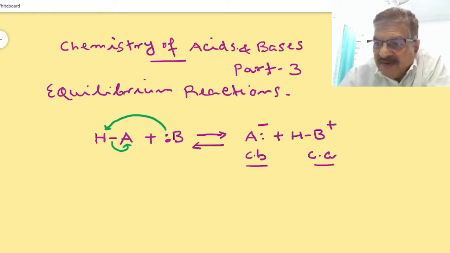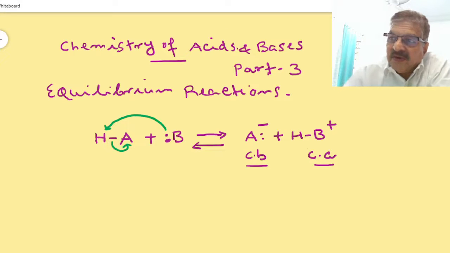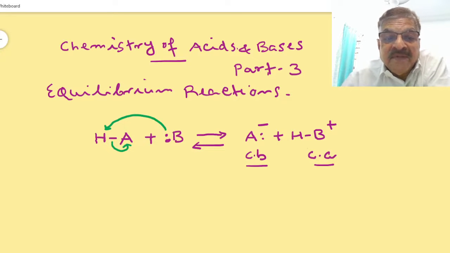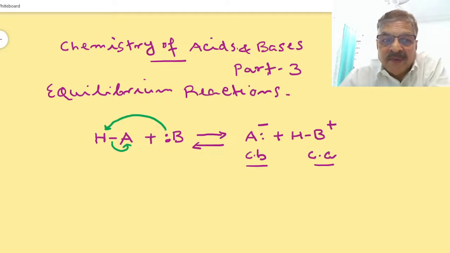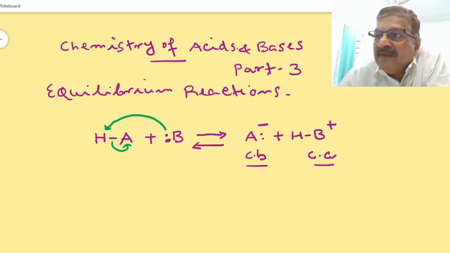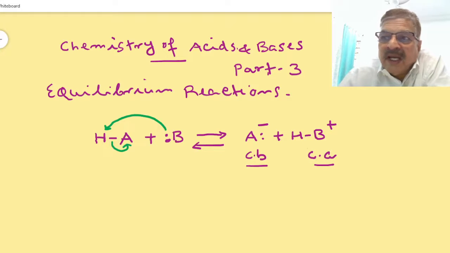Now, the main reaction involves the transfer of a proton from an acid to a base. That is, an acid and a base react, and a proton is transferred from the acid to the base. These are proton transfer reactions. This can be represented as follows: one bond is broken, the H-A bond, and a new bond is formed, the H-B bond. The electron pair of the base B forms a new bond to the proton of the acid.